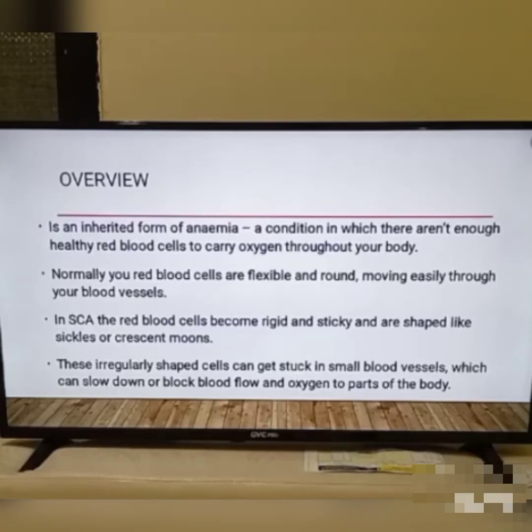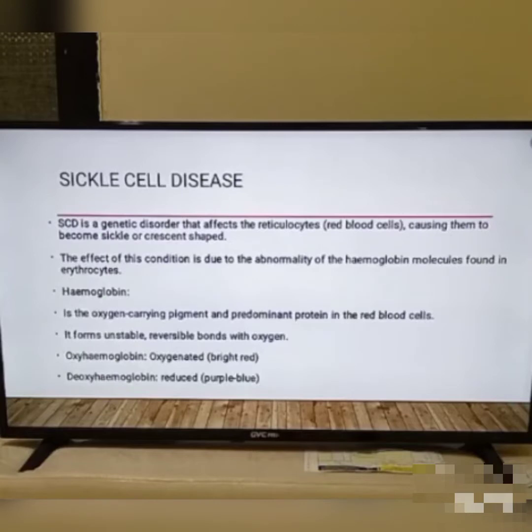So it takes that sickle cell shape, which is rigid and not flexible, and these cells can get stuck in small blood vessels, can slow down or block blood vessels, and stop oxygen from getting to the parts of the body. How that happens and the consequence of that, we'll be looking at it later.